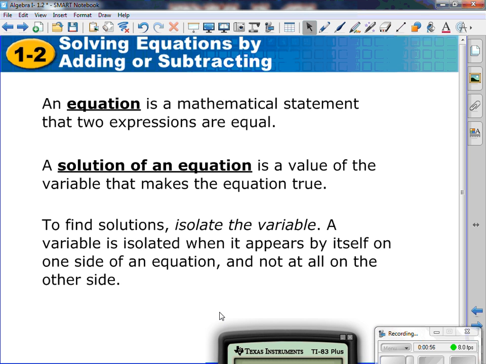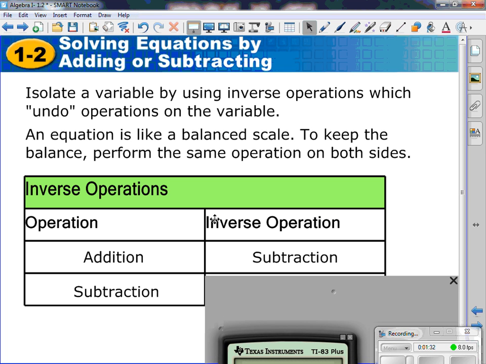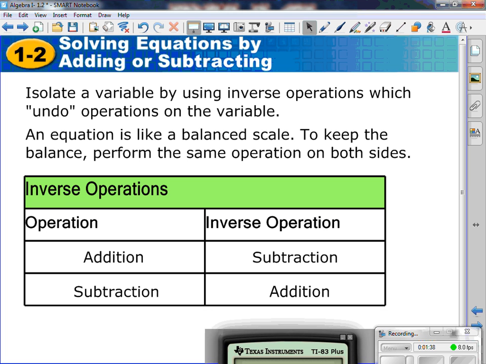To find the solutions, we're going to isolate the variable, get the variable by itself. To isolate a variable, we're going to use the inverse operations, which are the undo operations. An equation is like a giant scale. We want to balance it. In order to get rid of something that has addition, what is the opposite of addition? The opposite of addition is subtraction. What's the opposite of subtraction? Addition.